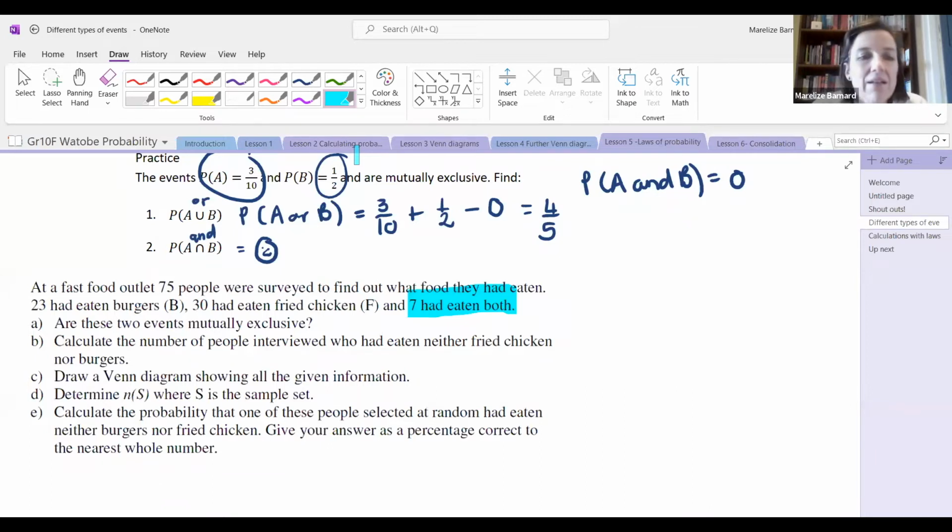Okay, so calculate the number of people interviewed who had eaten neither fried chicken nor burgers. So those who had eaten nothing. How many people will that be? Pop it in the chat if you figured it out. We are using what we learned again about Venn diagrams. Is it 15? I wonder if there's someone who wants to volunteer to answer the question. Put your hand up if you want to volunteer. How you got 15?